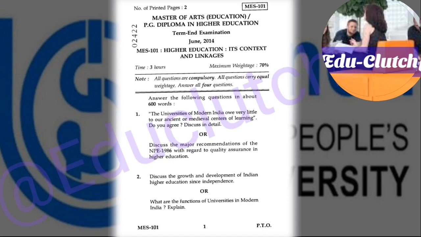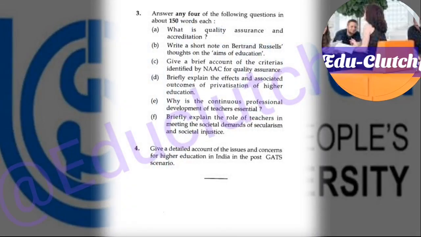Second question is, discuss the growth and development of Indian higher education since independence. Or, what are the functions of universities in modern India? Explain. Third question, attempt any 4, 150 words. First is, what is quality assurance and accreditation?